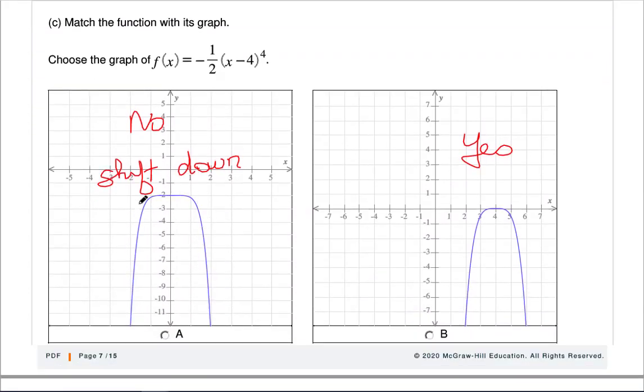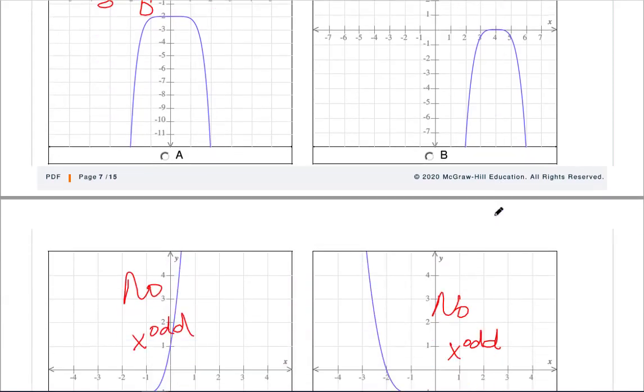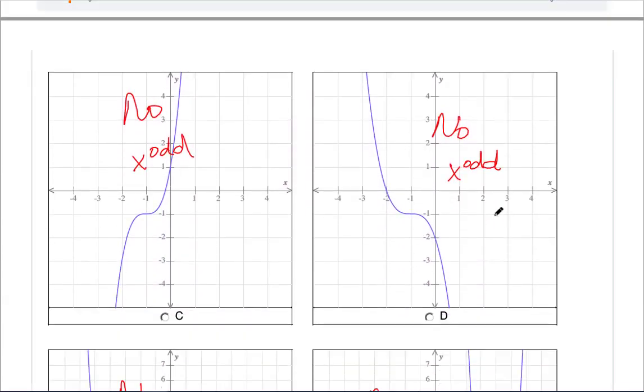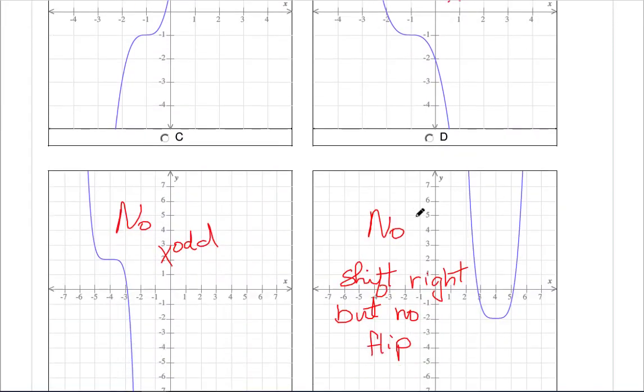All right, what about the picture? That is flipped over, but that went down. That's not it. Let's see, this is flipped over. It did move over by 4, so that's a yes. C and D, no, those are x to odd powers. And let's see, this one got shifted to the right. I mean, that's correct, but it's not flipped over.